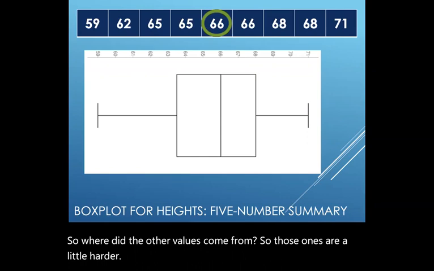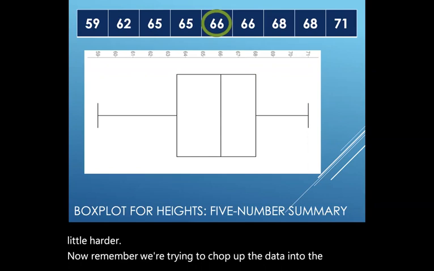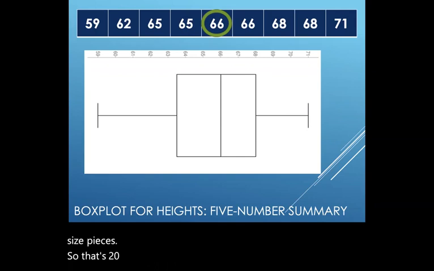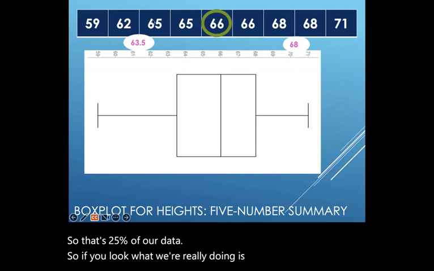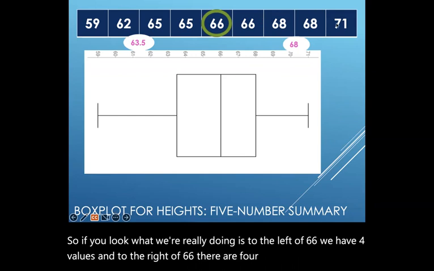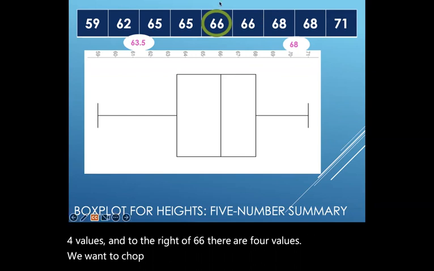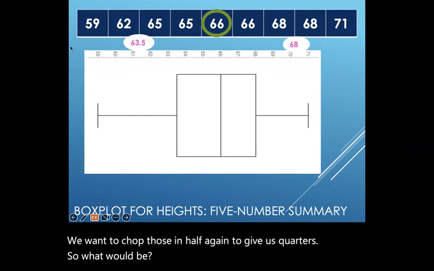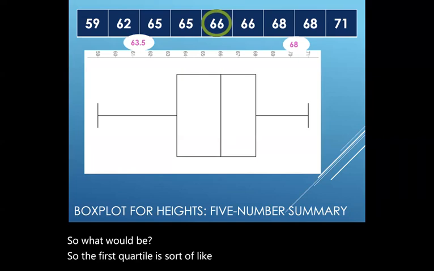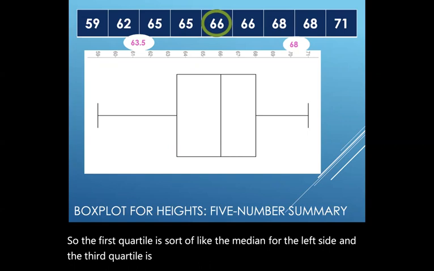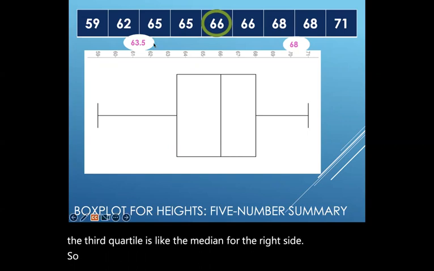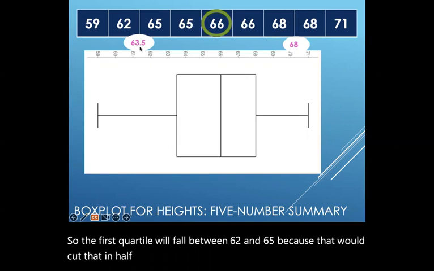Now remember, we're trying to chop up the data into the same size pieces. So that's 25% of our data. If you look, what we're really doing is, to the left of 66, we have 4 values, and to the right of 66, there are 4 values. We want to chop those in half again to give us quarters. So the first quartile is sort of like the median for the left side, and the third quartile is like the median for the right side. The first quartile will fall between 62 and 65, because that would cut that in half and leave 2 data values to either side.